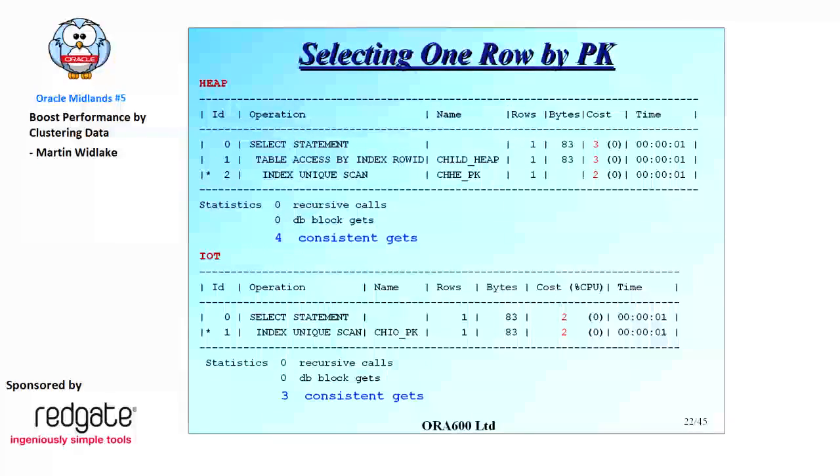Anybody remember why? It's because it's a primary key. And when you access by primary key, Oracle reduces the cost by 1, just to confuse you.